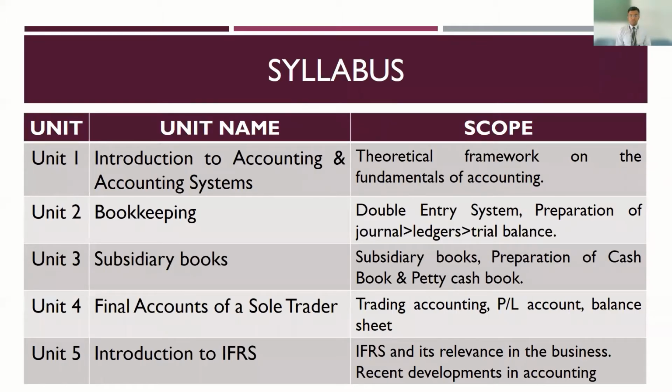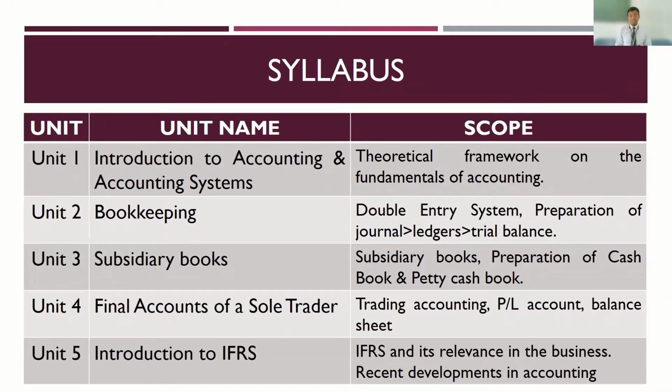The second chapter is bookkeeping. Under bookkeeping, we will be learning what the double entry system is. We would be learning how to prepare journals, how to prepare ledgers, and how to prepare a trial balance. So these are the 3 major concepts that we will be studying in the second chapter.